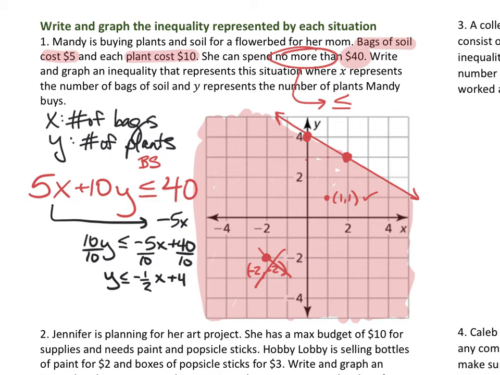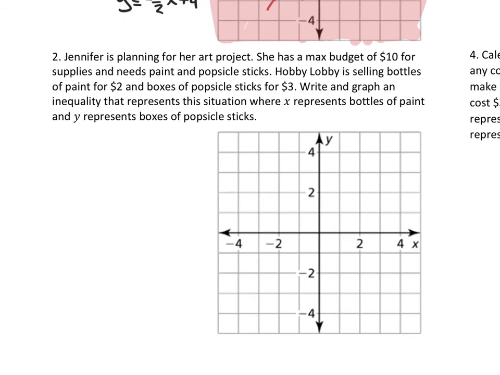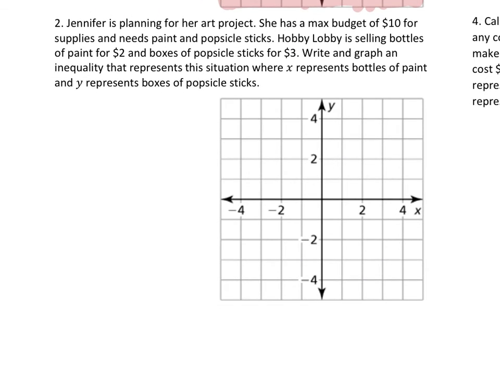Cool. Let's look at the next one and see if we can write and graph that inequality and situation. Jennifer is planning for her art project. So she has a max budget of $10 for supplies and needs paints and popsicle sticks. Hobby Lobby is selling bottles of paint for $2 and boxes of popsicle sticks for $3. Write and graph an inequality that represents the situation where X is bottles of paint and Y represents boxes of popsicle sticks.